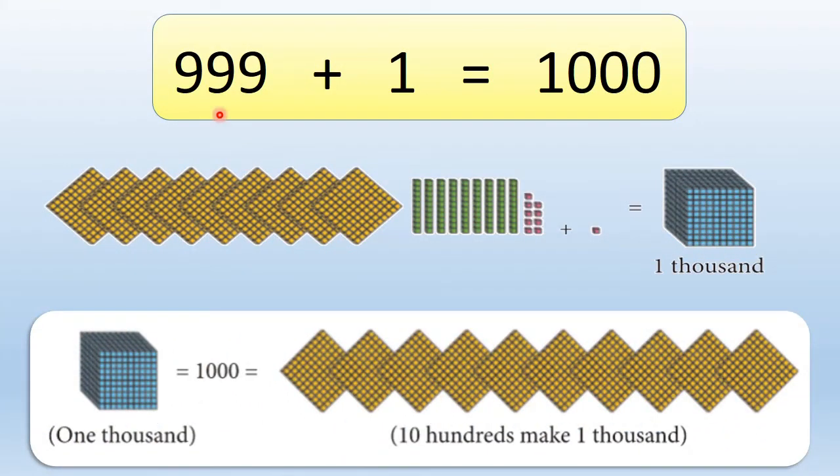So what we did today is we added 1 to the largest 3-digit number to obtain the smallest 4-digit number, that is 999 plus 1 is equal to 1000. We represented the same using the beads also, as we did here. Hereafter, the block of beads represents 1000, which is equal to 10 hundreds. That is, 10 hundreds make 1000. Remember this fact.